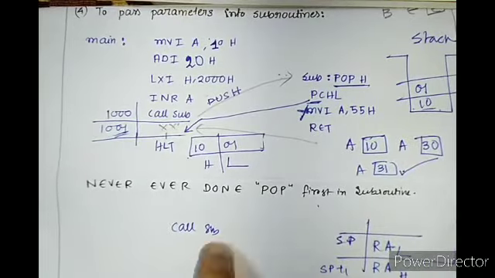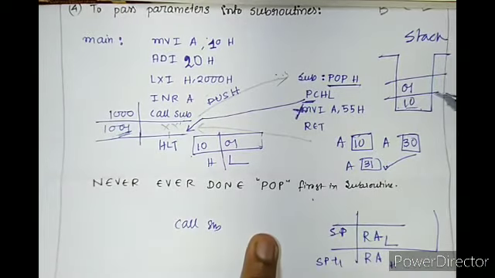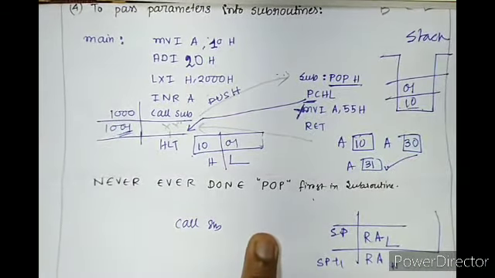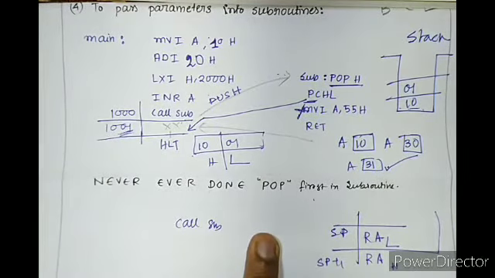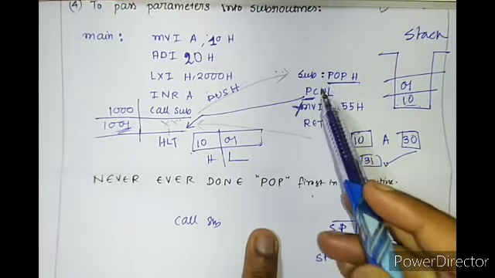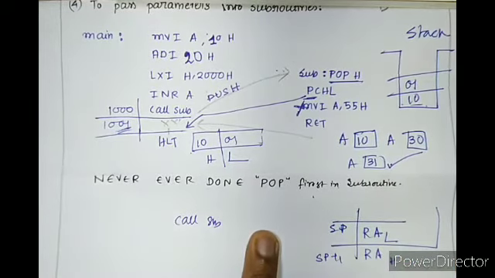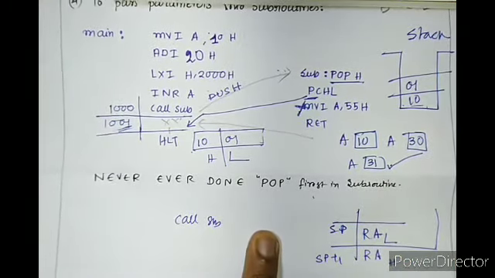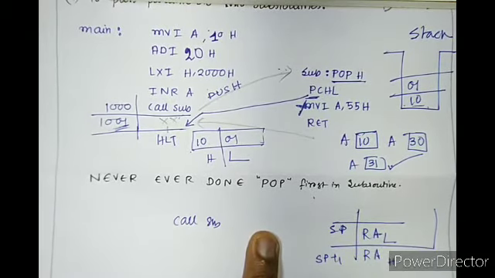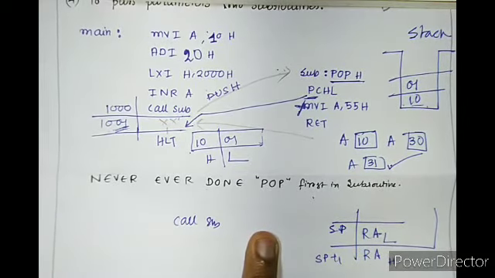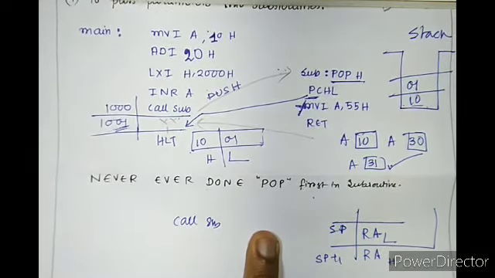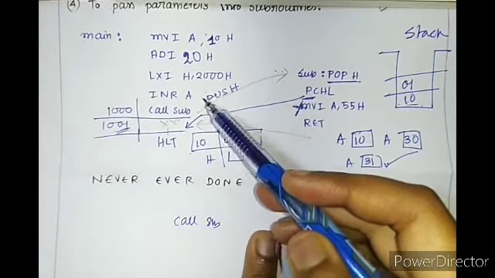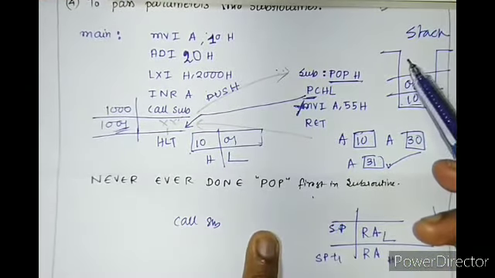Okay, so if you know what happens when a student does this program for the first time, even when I did this the first time, I see POP H. I thought that I need to get the data from the stack into HL, but I didn't have anything in my stack. It will give me a garbage value. And then I realized, oh, the return address has already been pushed onto the stack by the microprocessor.